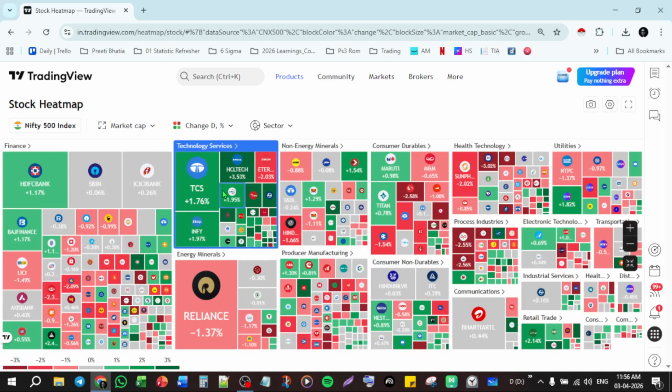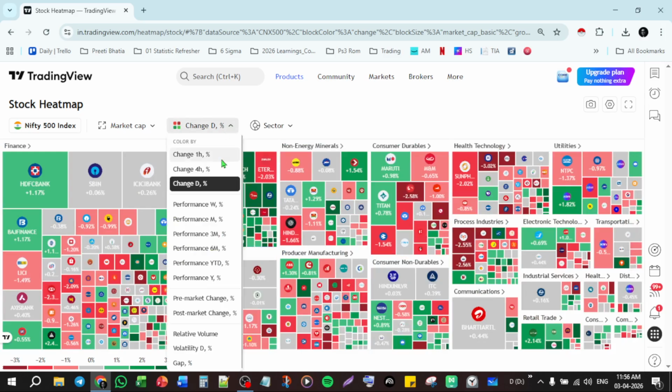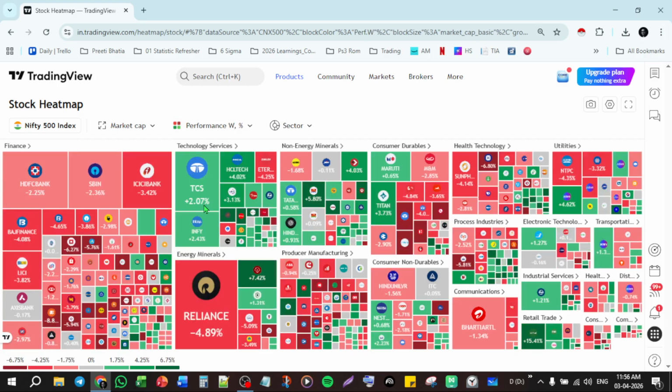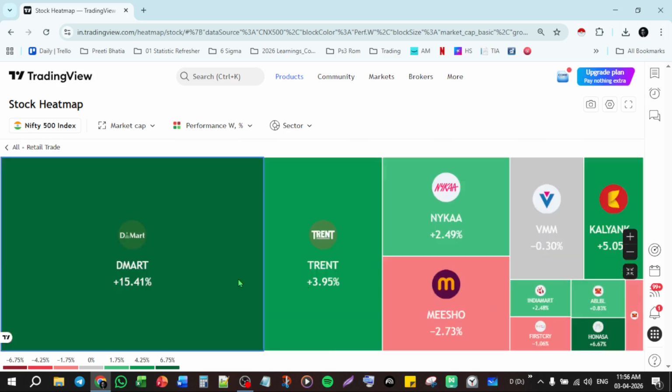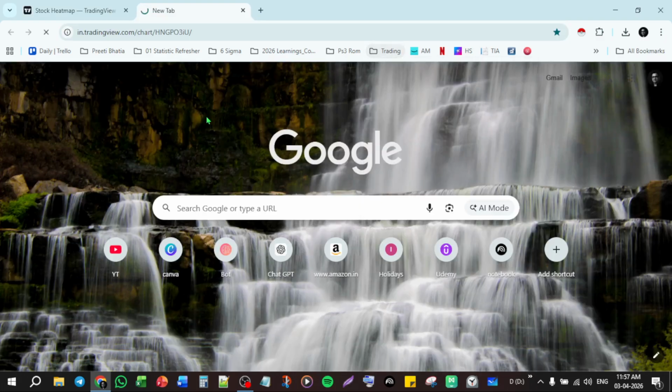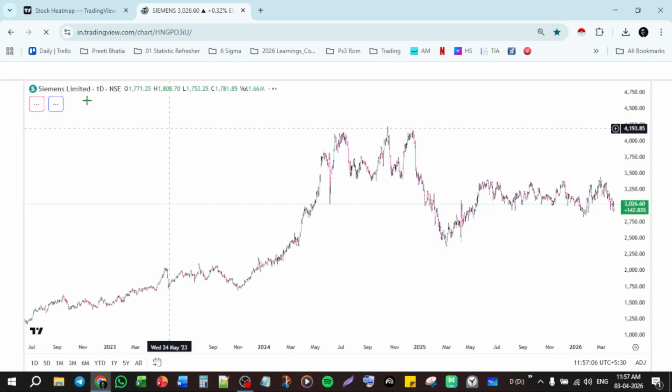Now, if I come here and give you a weekly performance, it will give you your weekly trade. So if you go to retail, click here, you will see this share in a week has grown by 15%. So that clearly tells you that some movement is happening in the market.